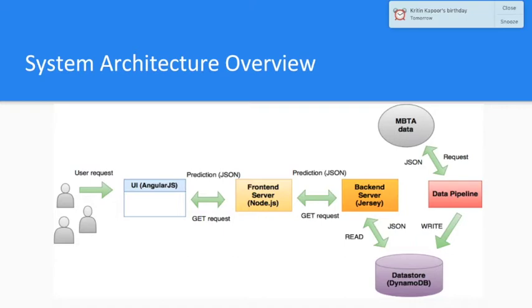The UI is written in Bootstrap, CSS, and HTML. The front-end server is written in Node.js and AngularJS. The backend server is written using the Jersey framework for Java. We use DynamoDB data store, and the data pipeline is used to query the MBTA API, get the information, and store it into the database. So we run the data pipeline in regular intervals, so our database is always up to date with the latest train information.